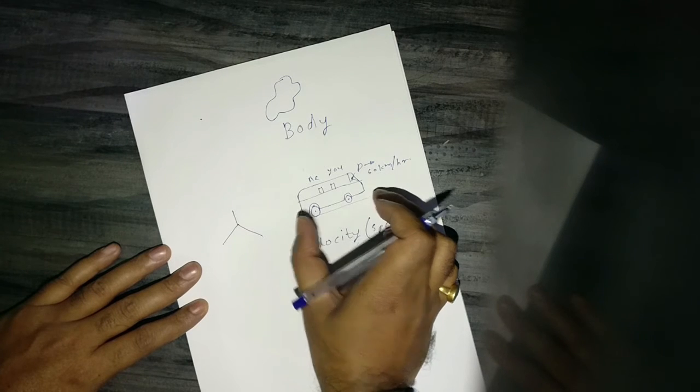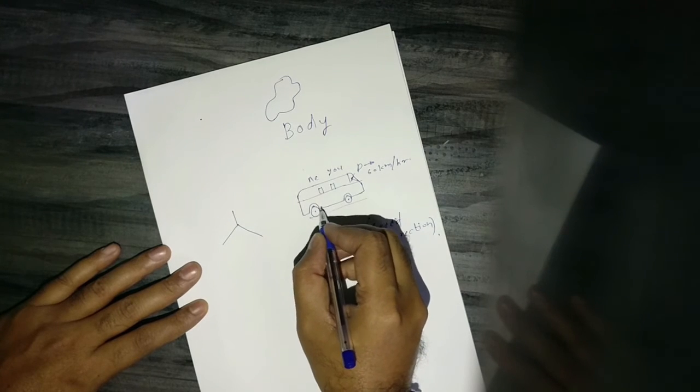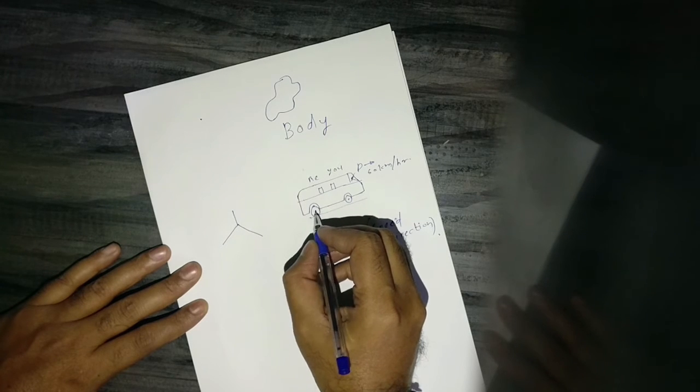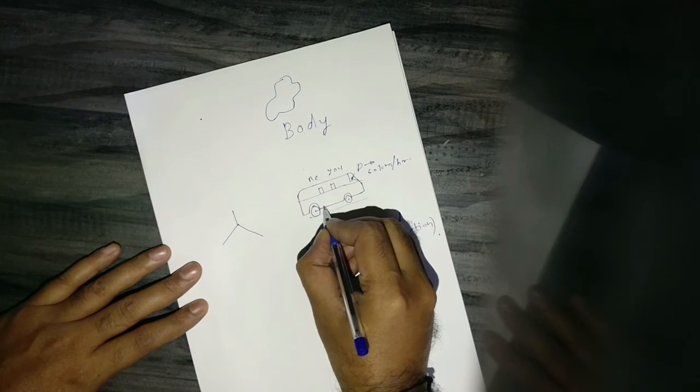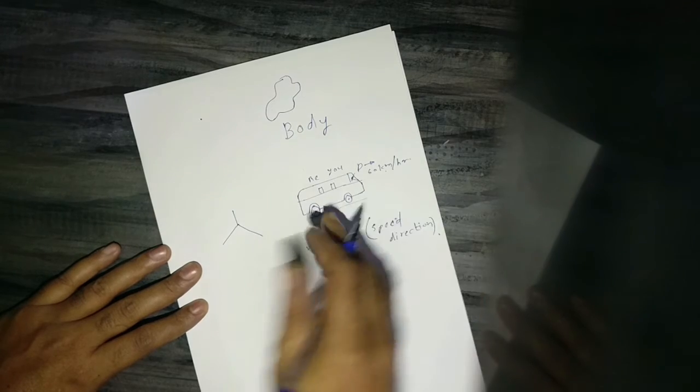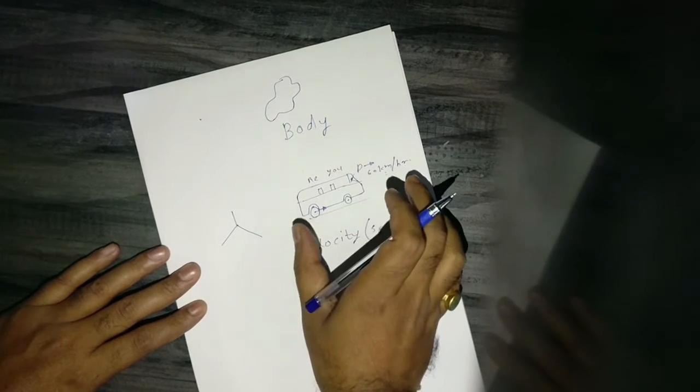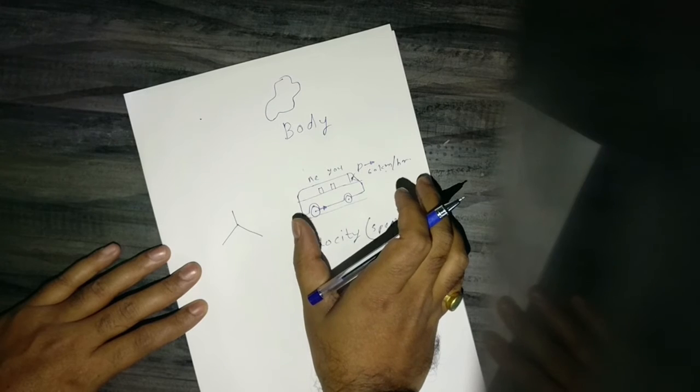Now someone will say the wheels are rotating, right? So the velocity won't be the same. But if we consider the center of gravity of this wheel, that is also moving at 60 kilometer per hour in the same direction. So this bus can be assumed as a particle.